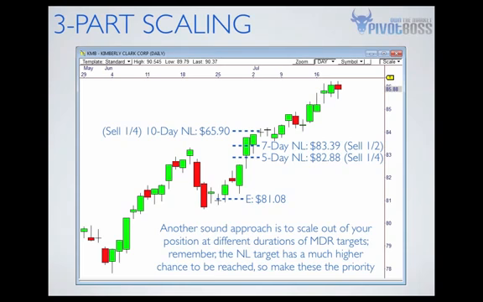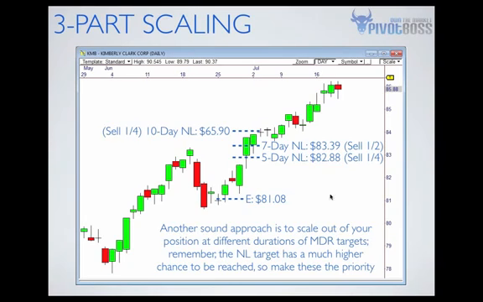In a 3-part scale, this is another way that you can do it. This is a way that I would advocate if you're trading for longer and longer targets. Basically what you're doing here is you're using a mixture of different durations of MDR targets. So you might use a 5-day target, a 7-day target, a 10-day target. And for each of those 5, 7, and 10-day MDR targets, use the normal light calculation. Because remember, the normal light calculation has the highest odds of being reached.